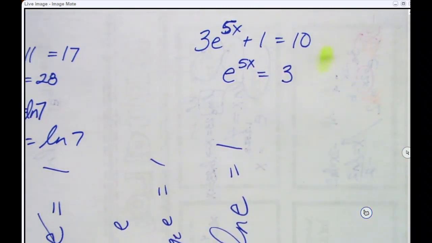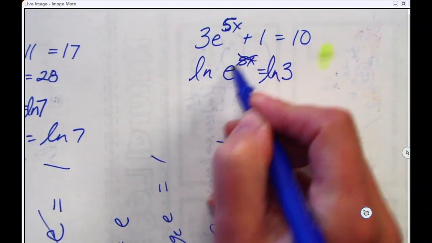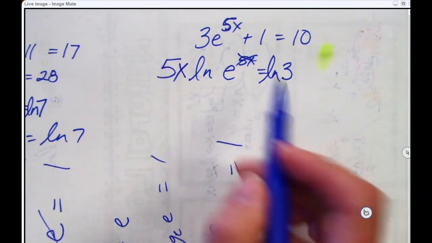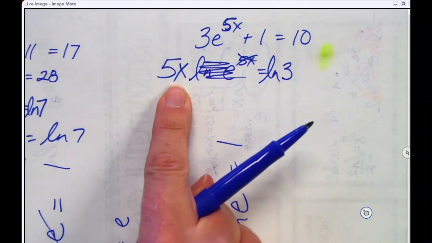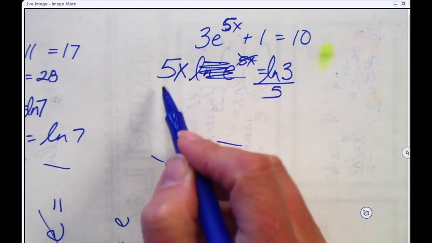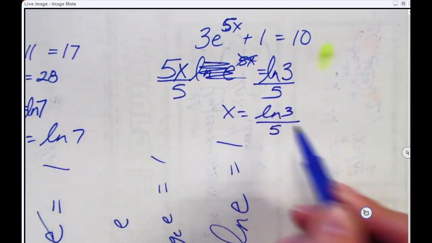We got it. Take away 1, divide by 3. How do you get that exponent back on the ground when we have e? You have to use ln. What do you know about ln of e? Cancels. What do we need to do to get the x alone? Divide by 5. X equals ln of 3 divided by 5.